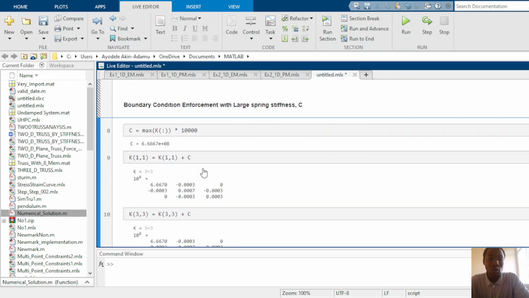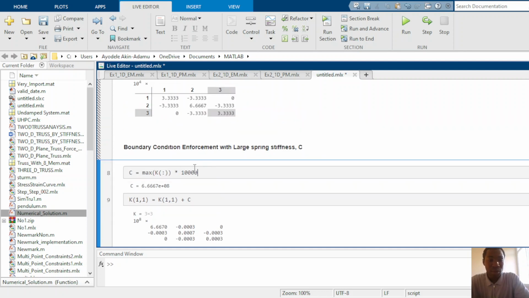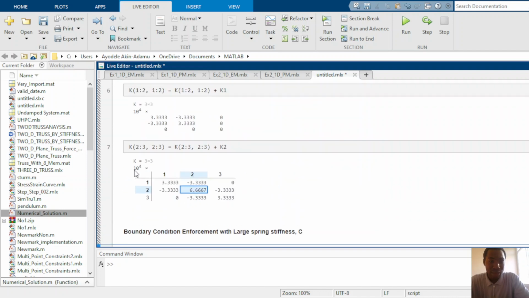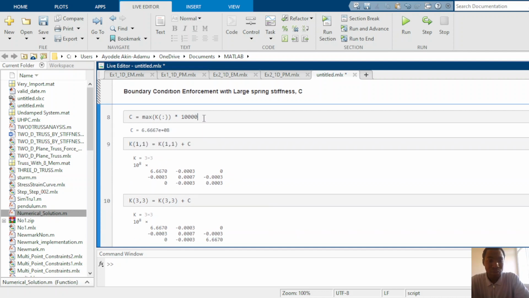So how do we define this last stiffness? As I've said in my previous video, the last stiffness is the largest value in this global stiffness matrix multiplied by 10,000, and the largest value is 6.6667 times 10 raised to power 4. So this Matlab code actually does the computation for us.